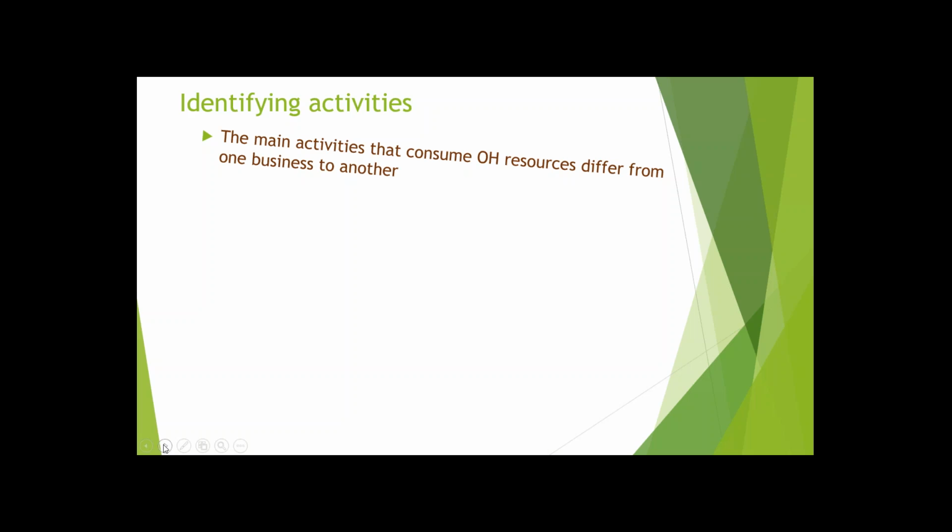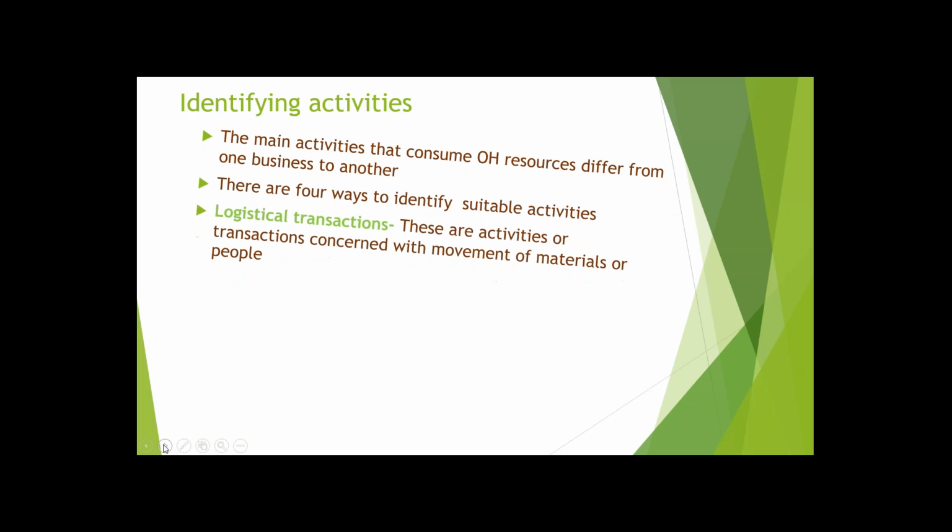Of course, it will differ from one business to another. In a hospital, it will be a different one. In a school, it will be a different one. In a vegetable supermarket, it will be another one. So we have to identify the activity. Basically, there are 4 ways to identify the suitable activity.